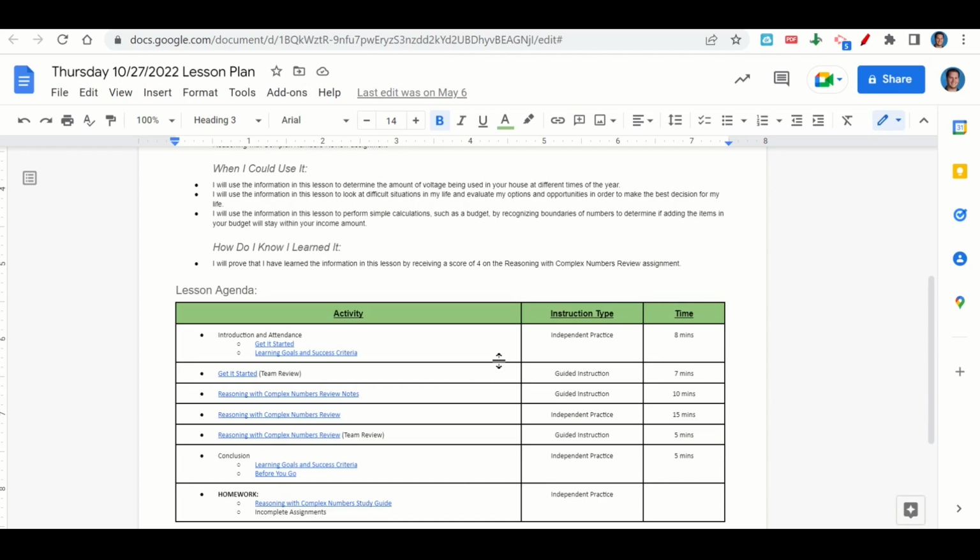After that, we'll go over the Reasoning with Complex Numbers review notes, and then I'll give you time to complete the Reasoning with Complex Numbers review assignment. Once you've completed the assignment, we'll go over it together and answer any questions that you may have. At the end of class, we'll go back over our learning goals and success criteria while you fill out your Before You Go. Your only homework for tonight is to continue working on the Reasoning with Complex Numbers study guide and any incomplete assignments that you may have.